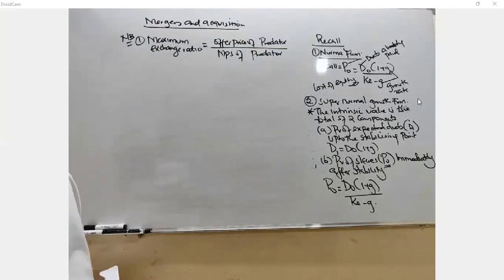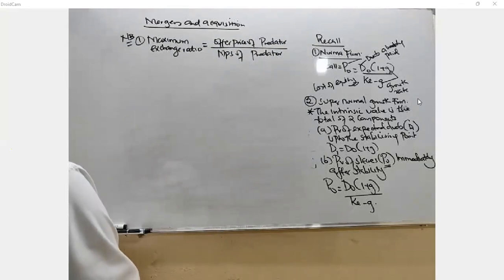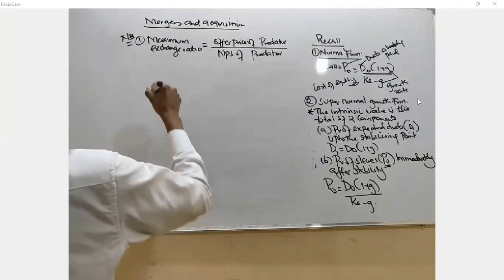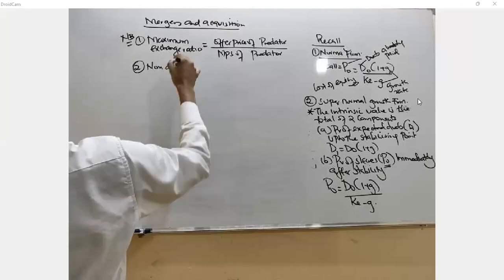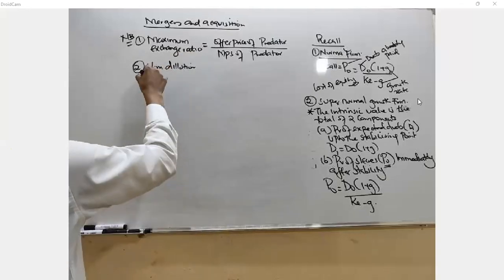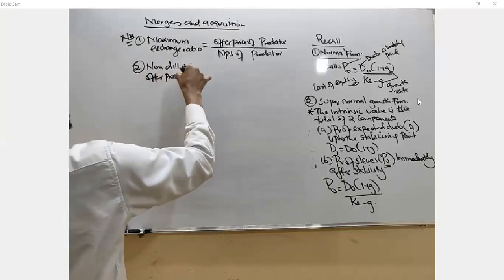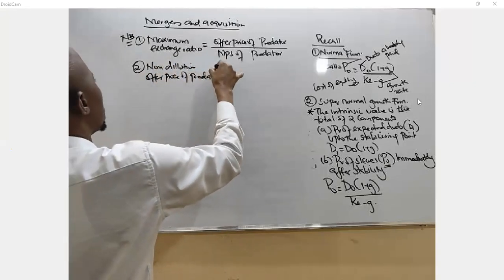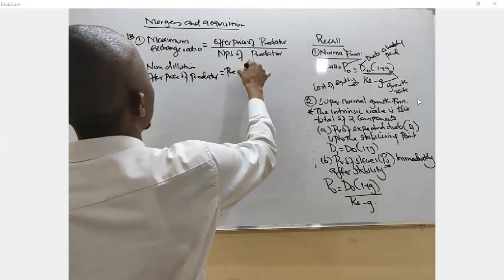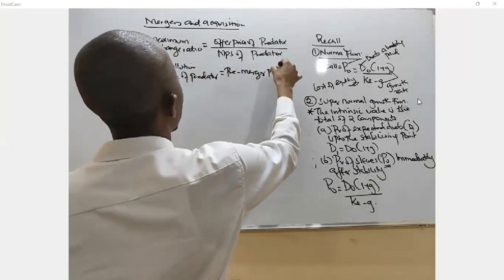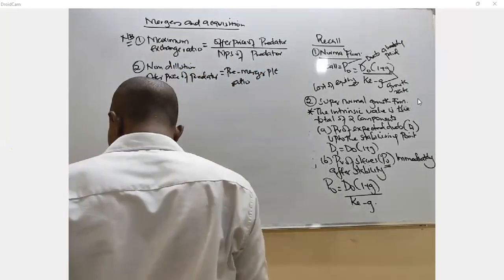That is one. The second formula here, you cannot forget. It is normally called the non-dilution offer price of the Predator. Number two, the non-dilution offer price of the Predator. We used to take the pre-merger P/E ratio of the Predator.